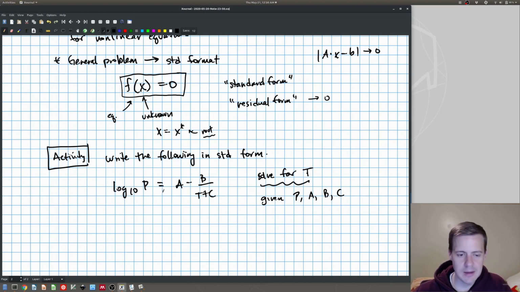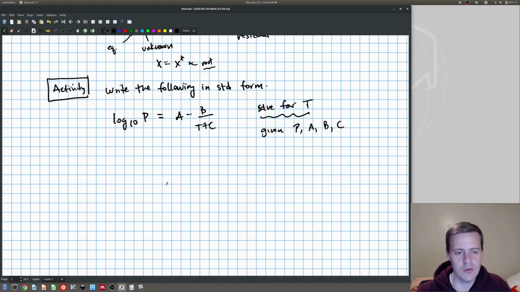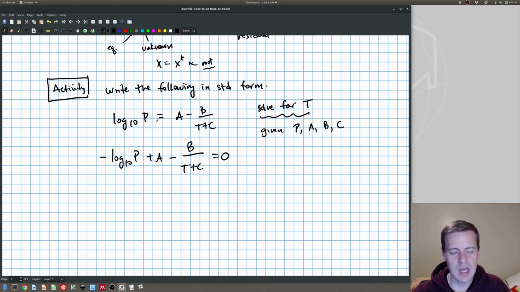All right, so I hope you did that. I'm going to show you the standard form. You can do a couple different things, but the one I always do is I just subtract this side over. So I have minus a plus b over t plus c equals 0. Now you could have subtracted this over the other side, so that you get minus log p plus that minus that guy. That's fine. You could have also taken the power of 10 on both sides, and you could have had p minus 10 to the a minus b over t plus c equals 0. Those are all good.